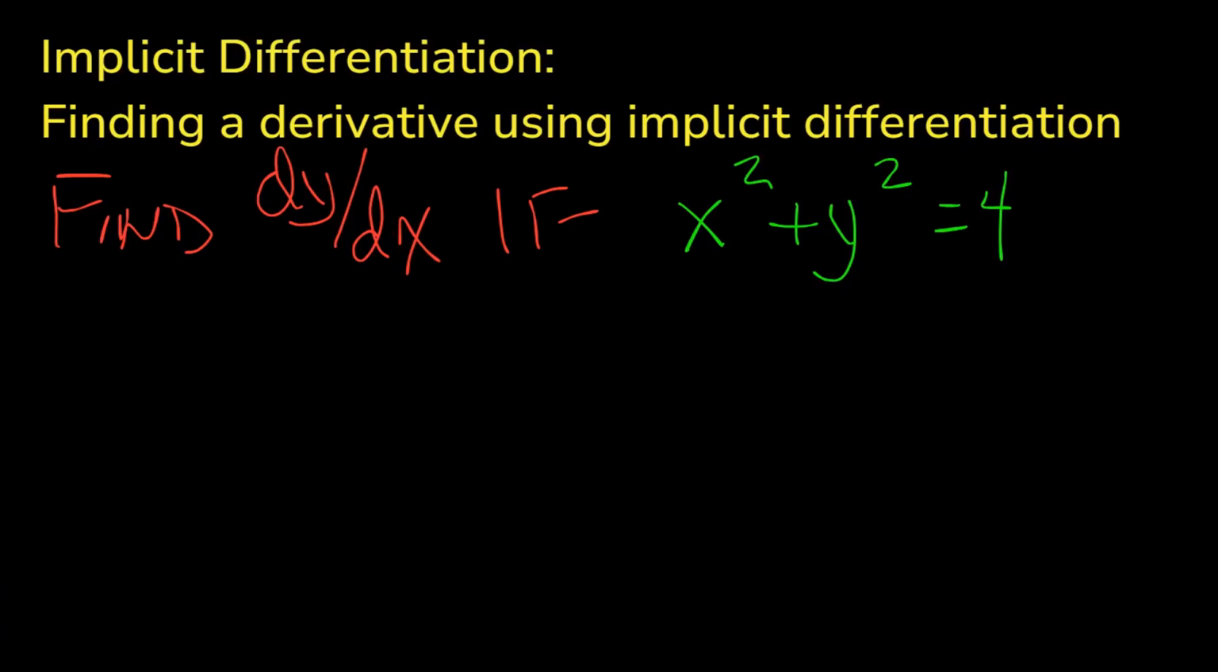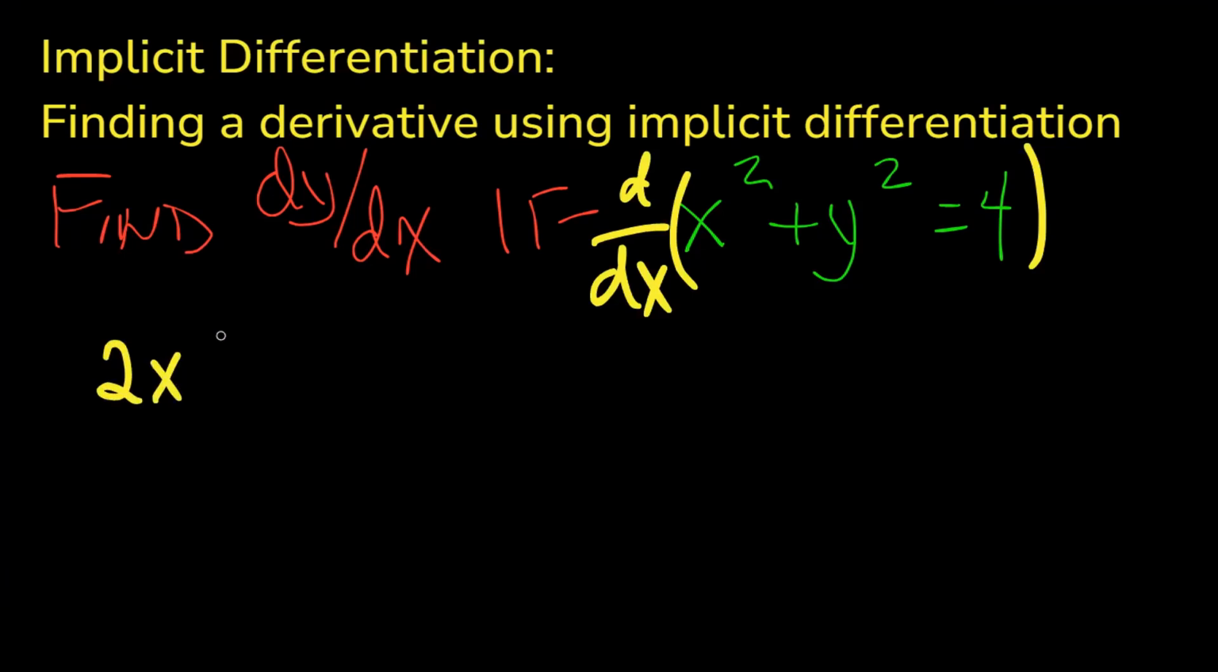So this example is going to help us work through that. Now, if I take the derivative of this, I would just write d dx and put everything in parentheses. The derivative of x squared with respect to x is just 2x. Plus, now here's the thing. With y squared, you're treating y as a function. So you think of that as like f of x squared, in which case we would use the chain rule.